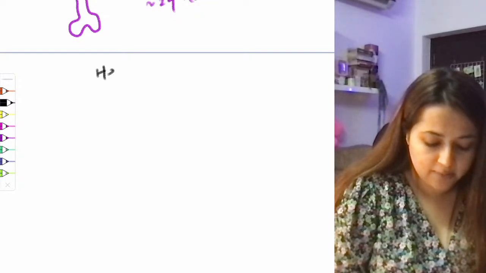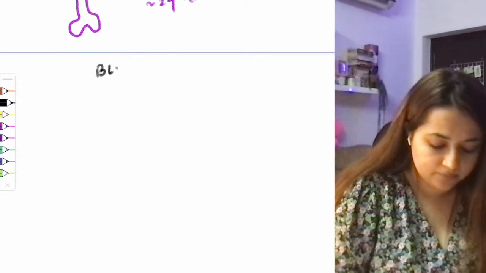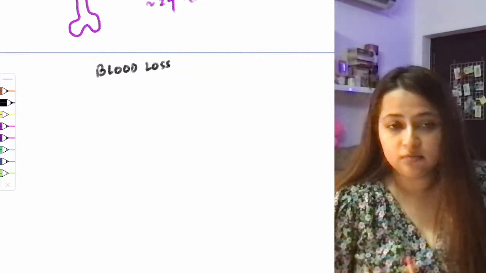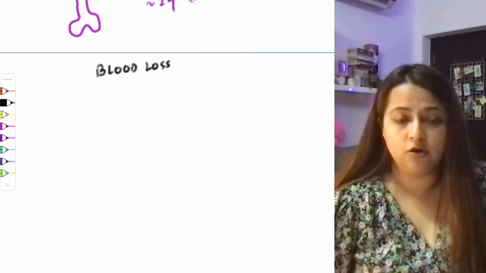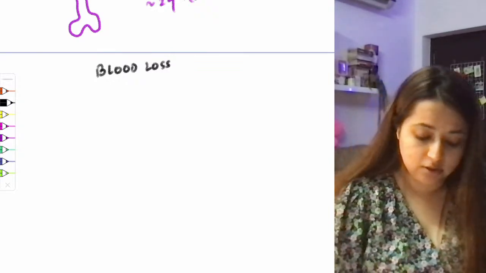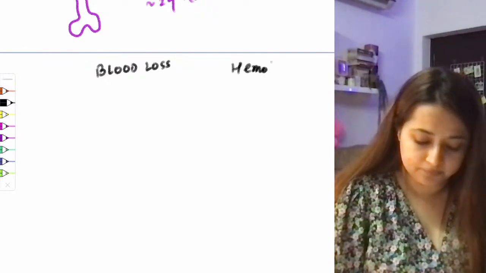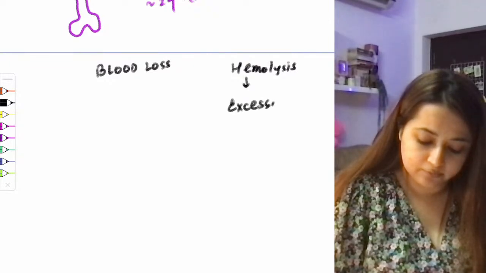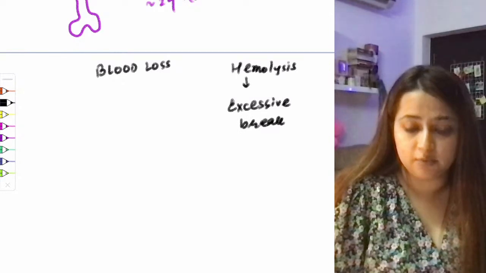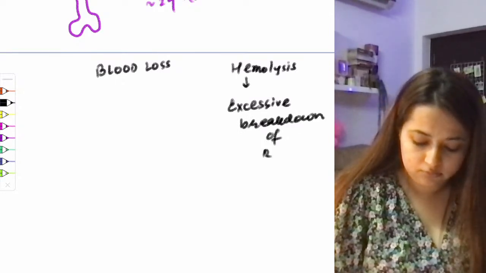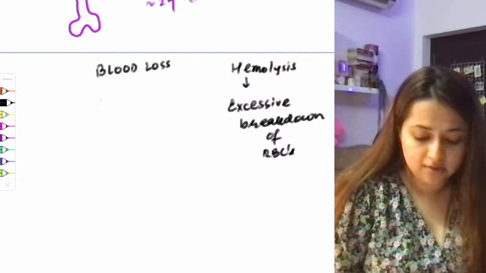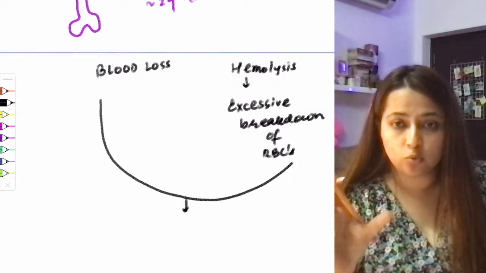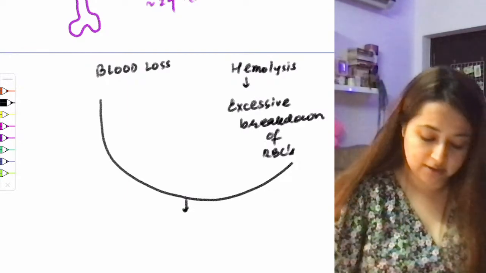whenever there is hemorrhage or blood loss due to any reason, most commonly a road traffic accident where the patient has lost a lot of blood, or there is a long bone fracture, or whenever there is hemolysis. Hemolysis means excessive breakdown of RBCs. Okay, so these are the two situations, guys. Please remember these two situations.